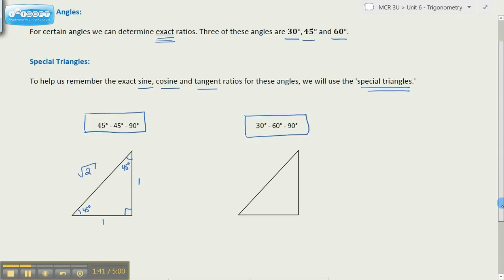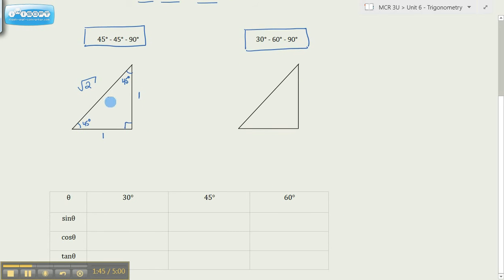If I now figure out the exact ratio of this 45, 45 triangle, the sine of theta is opposite over hypotenuse, so 1 over root 2. The cos of theta is also 1 over root 2. And the tan of this ratio is 1 over 1, which is just 1. Regardless of how big or how small this triangle is, the side lengths here and here are always going to be the same, and the hypotenuse is always going to be a root 2 multiple of those two side lengths.